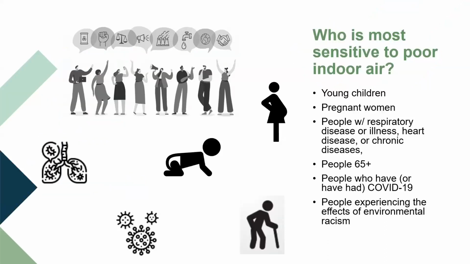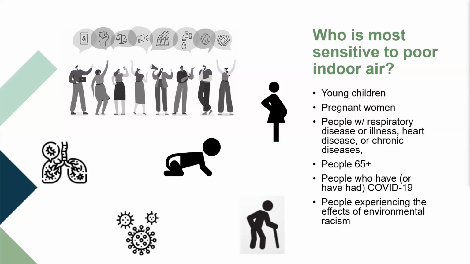Who is most sensitive to poor indoor air? Young children are more sensitive because their bodies are developing. The same concentrations of air pollution can result in higher exposures for young children, because their bodies are growing and developing, and it can damage their respiratory and neurological systems more than adults'. Also, pregnant women, because she's carrying a baby, anything she inhales will also affect the baby.